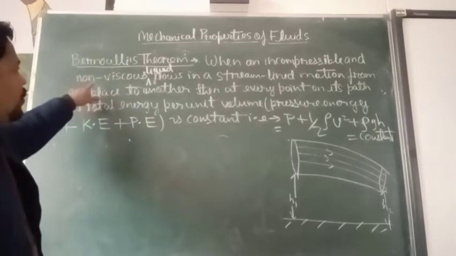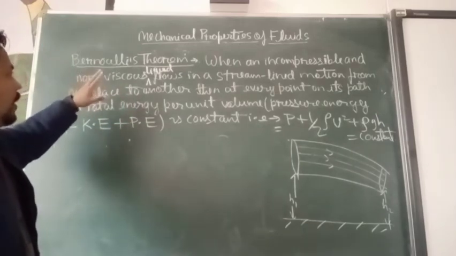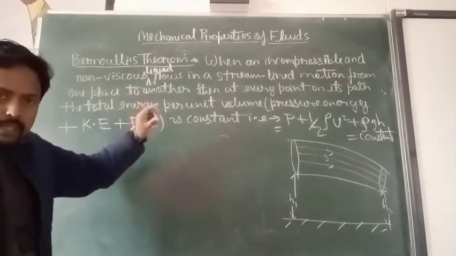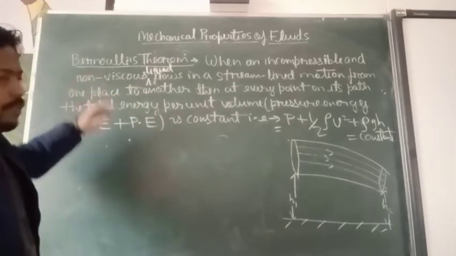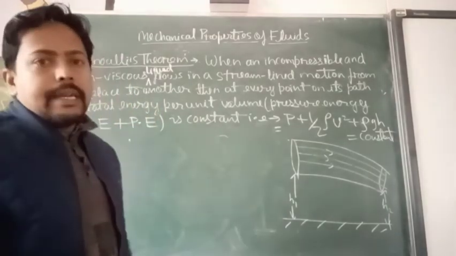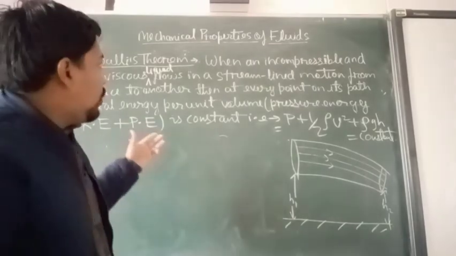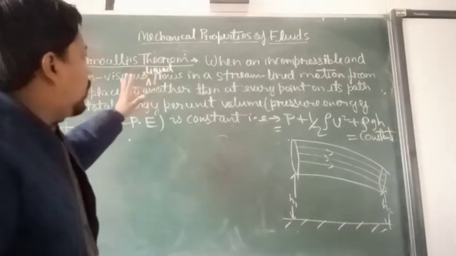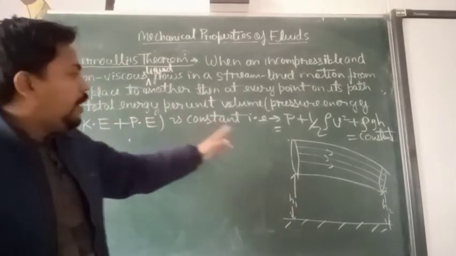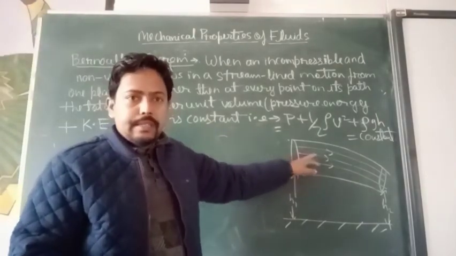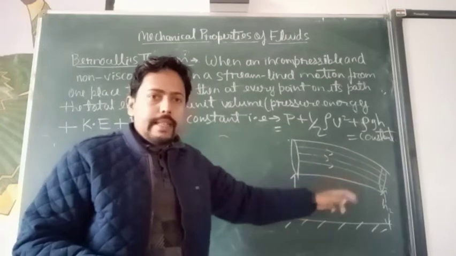That means the liquid is incompressible, that cannot be compressed easily, and non-viscous, that means the force of attraction between the adjacent layers of the liquid which is flowing is supposed to be negligible. And the flow is a streamline, as you can see, like this. It is a form of curve like that.